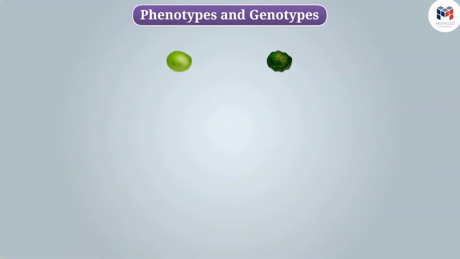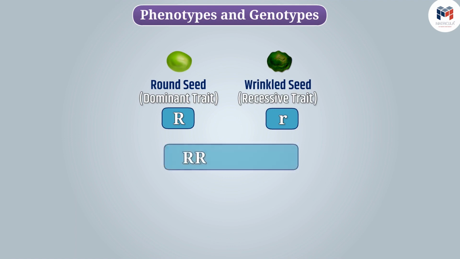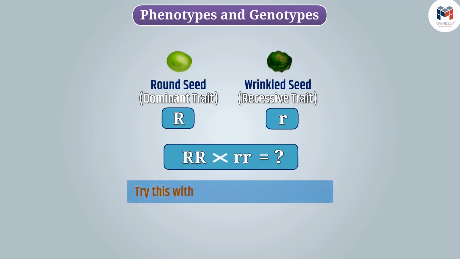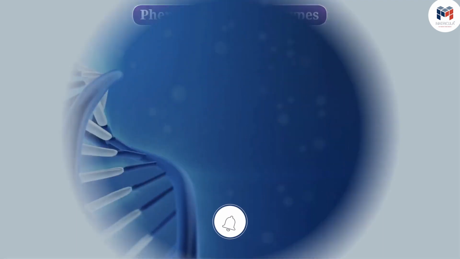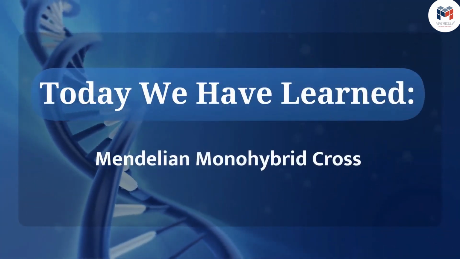Now suppose the round trait, which is expressed as R, is dominant for the seeds, and the wrinkled trait, which is expressed as r, is recessive. Then what will be the result of breeding between the plant having RR genotype and a plant having rr genotype? Try this with the help of Punnett square. So today we have learned Mendelian Monohybrid Cross.